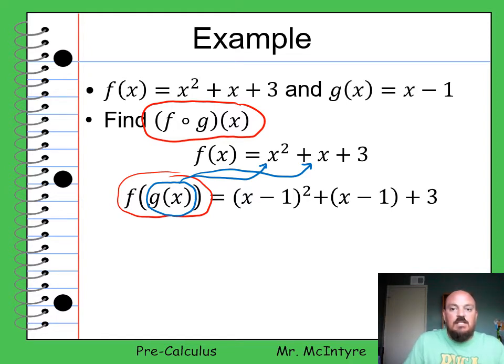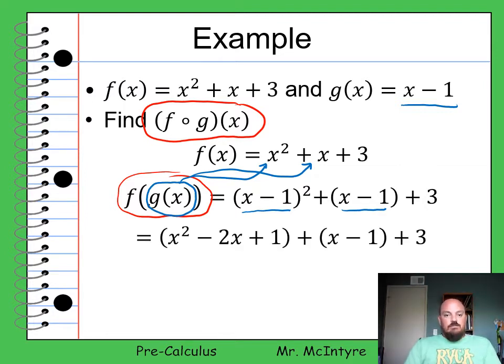And that's where I got what you see written below right there. I said for each of those x's, what I'm substituting is g of x. Well, g of x is x minus 1. So I put g of x here, and I put g of x here. So I have (x minus 1) squared plus (x minus 1), and then we still have that plus 3 on the end. And then you just multiply and clean things up.